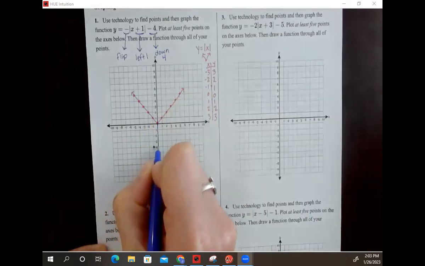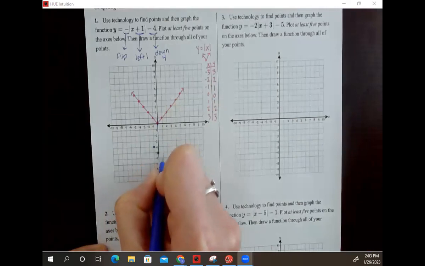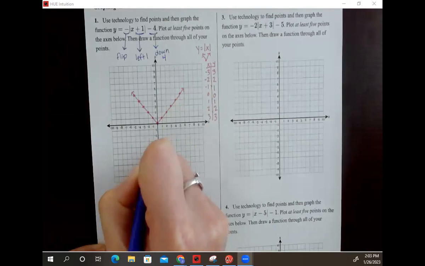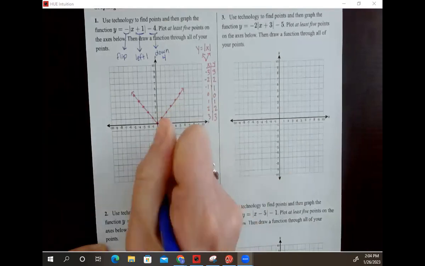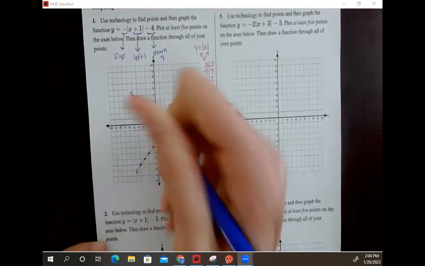So that's what I'll do here. Out 1, down 1, out 1, down 1, out 1, down 1. Same thing on the other side. Out and down, out and down, out and down. And there is my transformed graph.